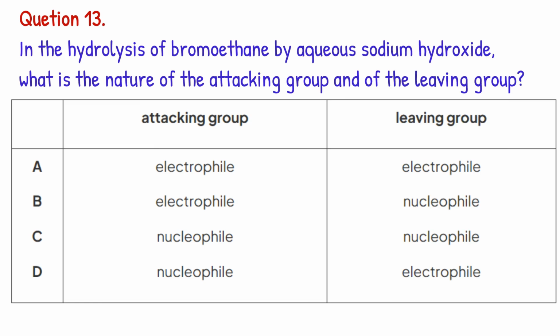Question 13. In the hydrolysis of bromoethane by aqueous sodium hydroxide, what is the nature of the attacking group and of the leaving group? The correct answer is C.